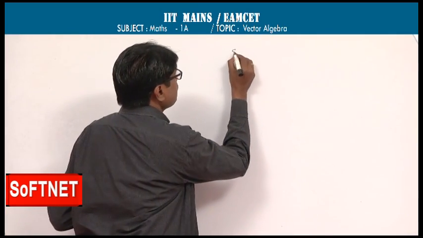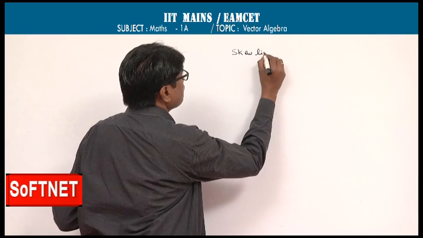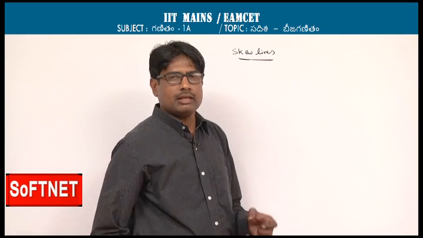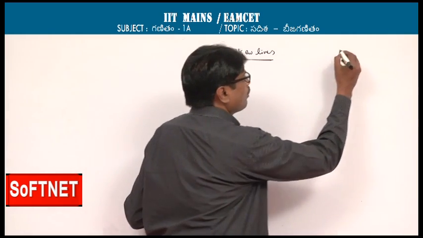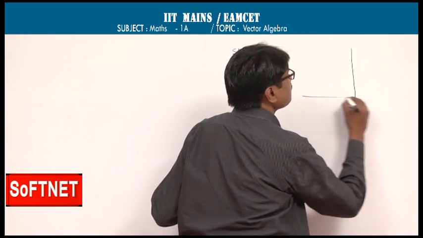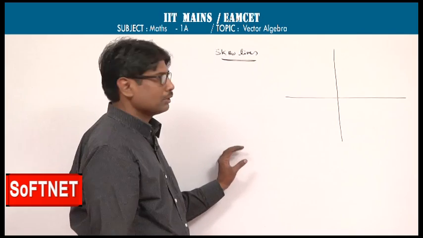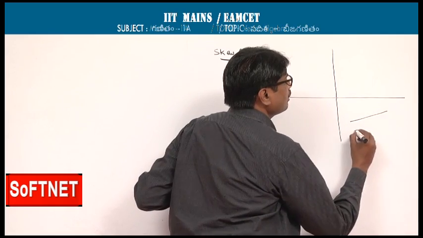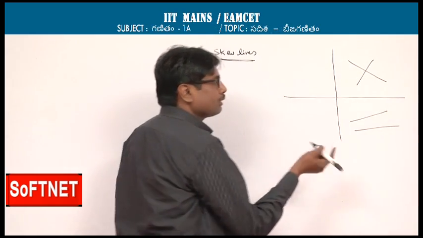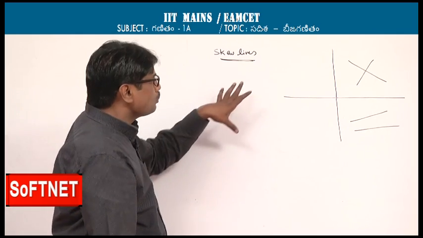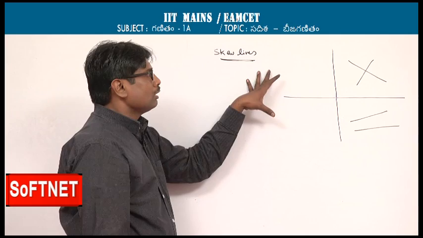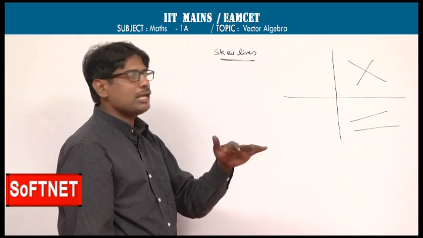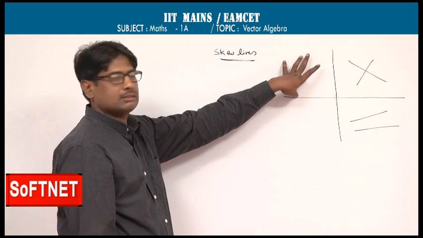Skew lines. What is skew lines? In the rectangular Cartesian system, you take coordinate axes, x axis and y axis. In the rectangular Cartesian system, if you take two lines, they may be parallel or they may intersect. Skew lines: two lines are said to be skew lines if there does not exist any plane containing these two lines, they are called skew lines.